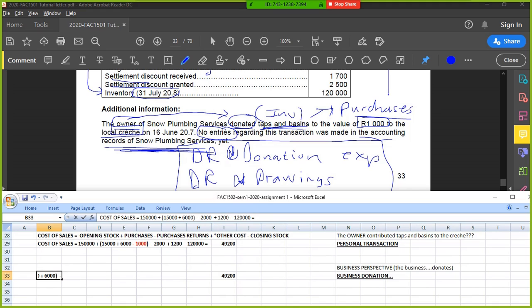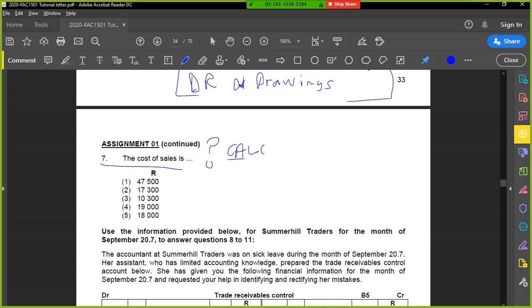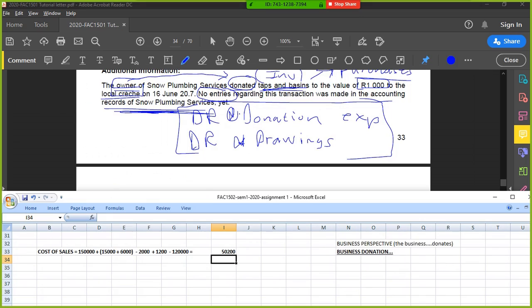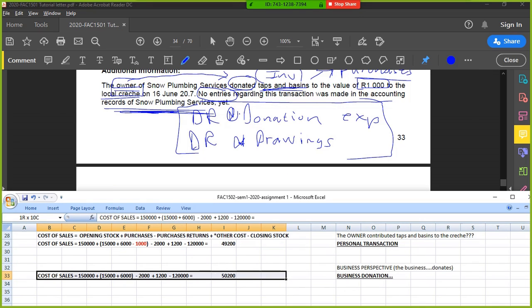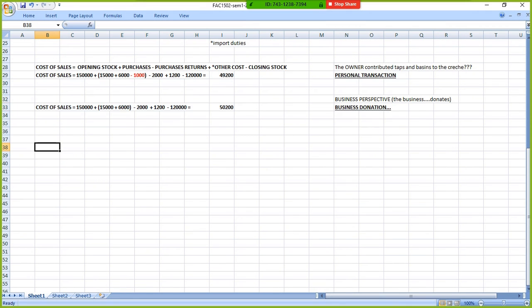So if your niece is going that route, and they're not going to provide for the donation because it's personal and not business, then you would leave out the 1,000 that we had there, and we would get a different answer. So let's delete that. Okay, 50,200. Still not there. There's a problem with the question. This one you can query. Even if you look at it both ways, this method or that method, you don't get an option that's there. This one you can query with UNISA.